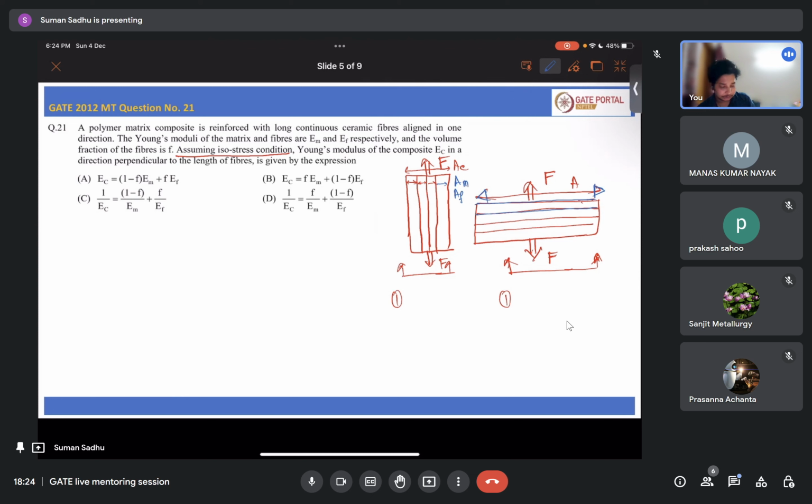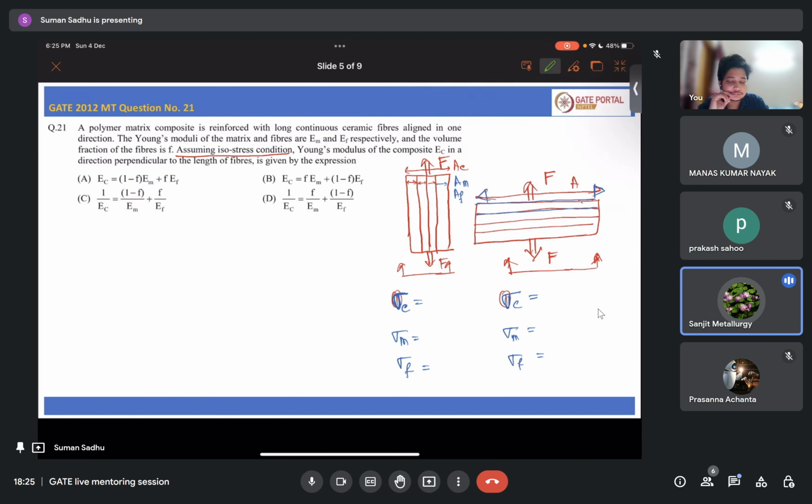Now, in both cases, let's say what will be the sigma C here, what will be the sigma M here, and what will be the sigma F here. In these cases also, sigma C, sigma M, and sigma F. Can anyone tell me?